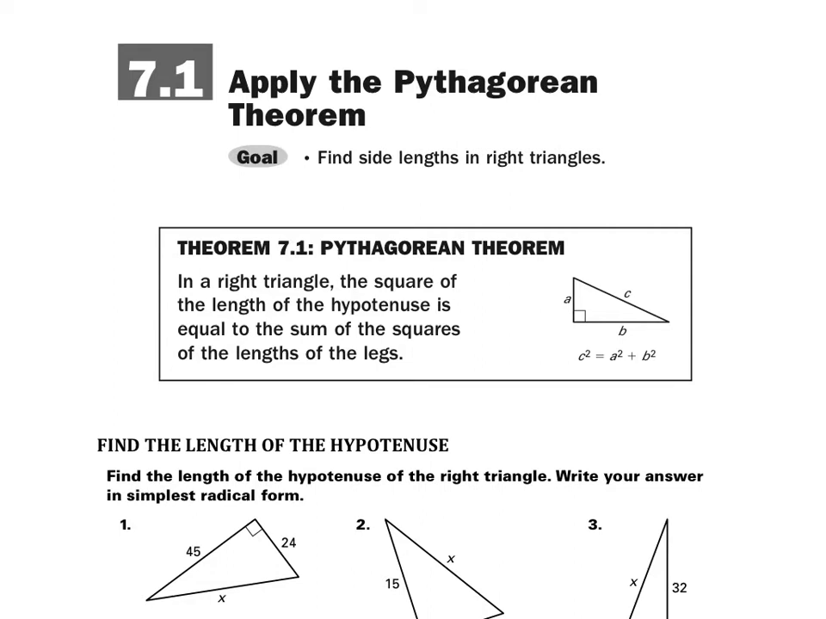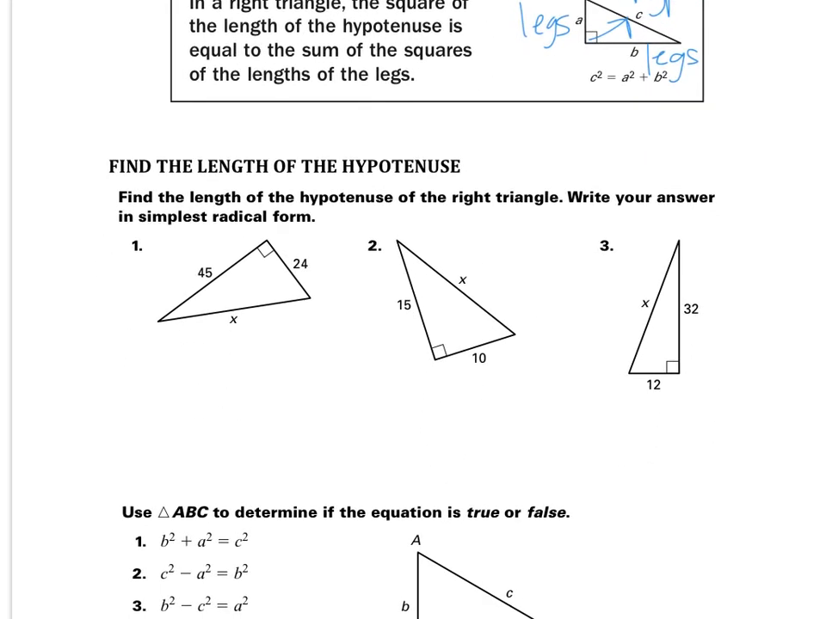So recall that in a right triangle, the legs are the two sides that make up the right angle, and across or opposite the right angle is the hypotenuse. So find the length of the hypotenuse. So we're always trying to find the C.